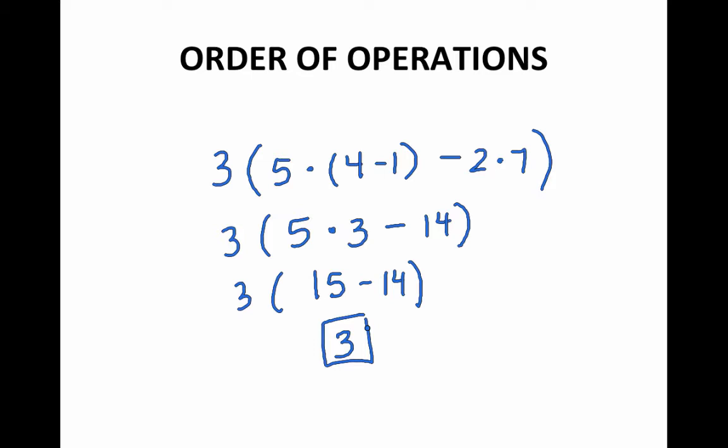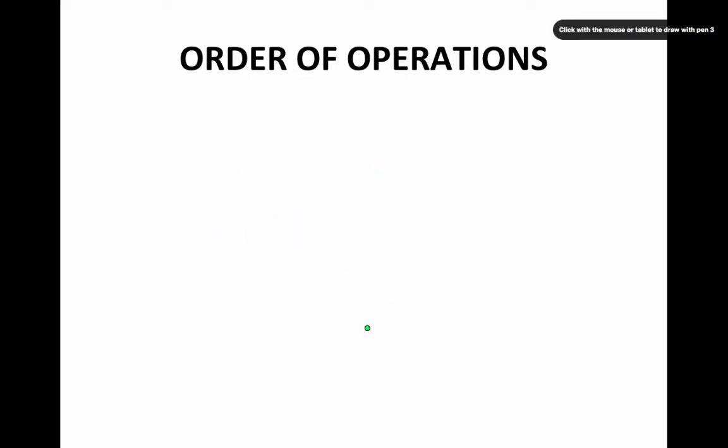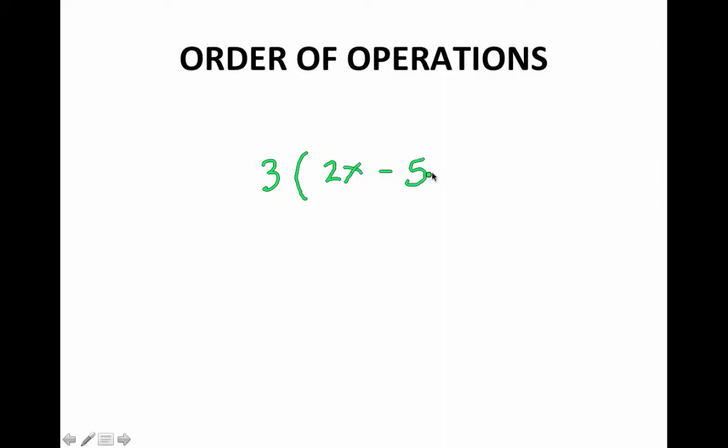But in algebra, real numbers are often represented by variables. So, for example, how do we simplify the expression 3 times (2x minus 5y)? We can't subtract 5y from 2x because they're not like terms. And that is why we rely on basic properties of real numbers in algebra.